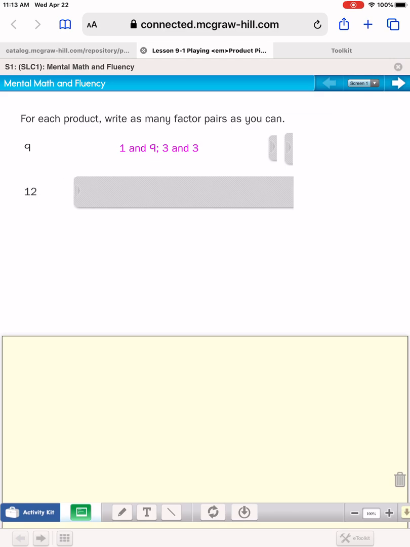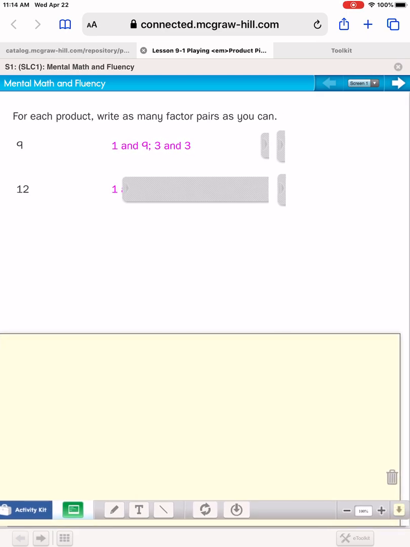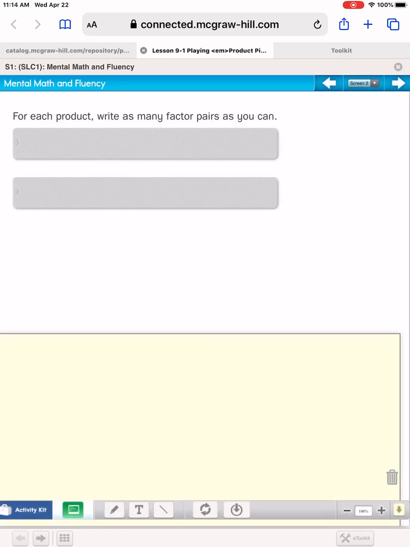Would you write down as many factor pairs as you can for the number 12? And to get 12, you could multiply 1 and 12, 2 and 6, and 3 and 4. All right, same thing. Would you write down as many factor pairs as you can for the number 32? There were 3 factor pairs, 1 and 32, 2 and 16, and 4 and 8.